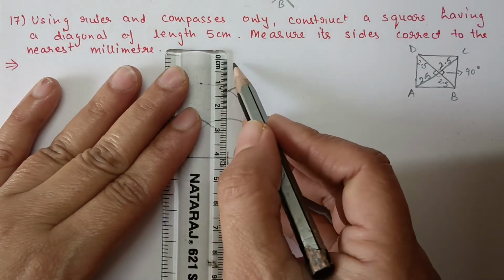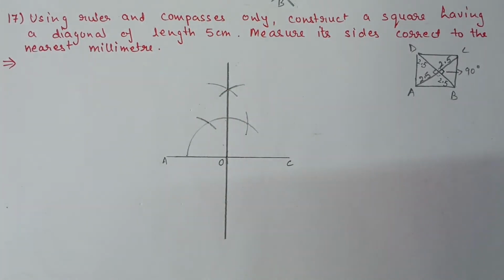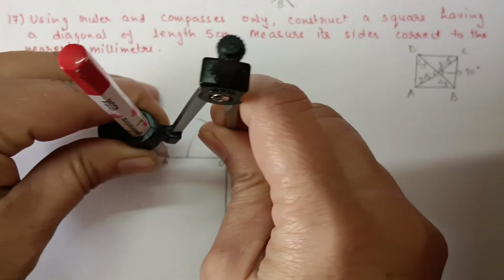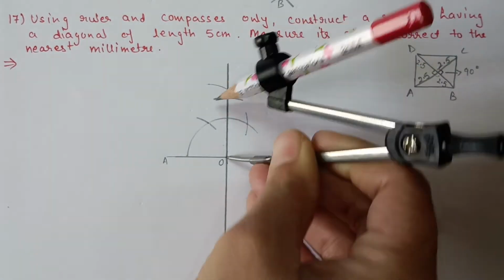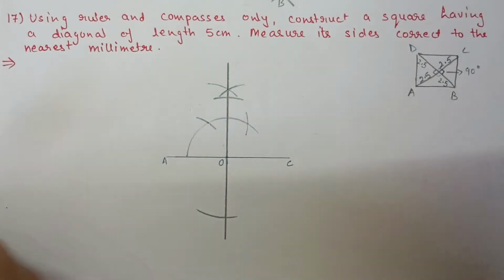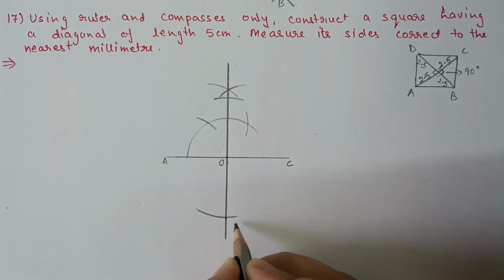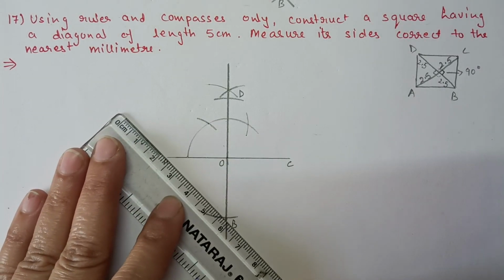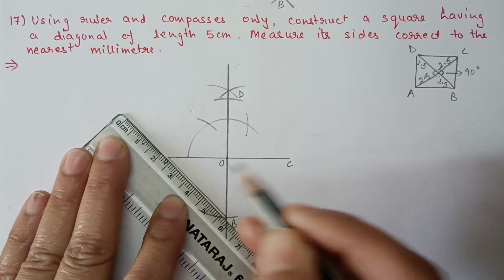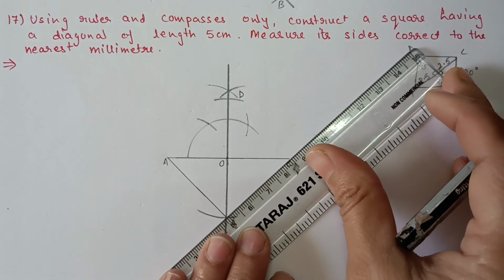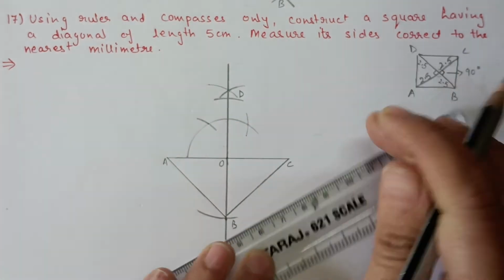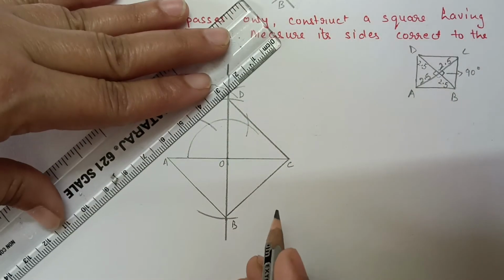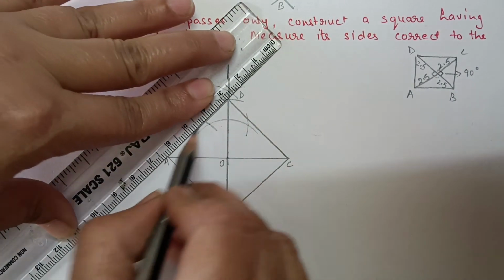Now this is another diagonal which we can extend in both directions. Another diagonal is also the same length. So we will take 2.5 centimeter in the compass and cut in the up direction and down direction. This is point B. This is point D. Now we have to join these points: A to B, B to C, C to D and A to D.